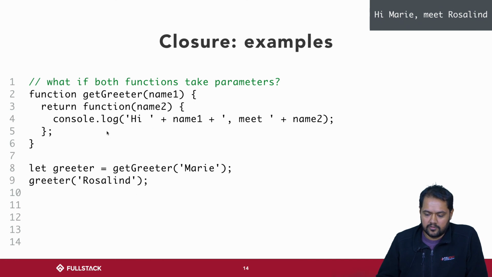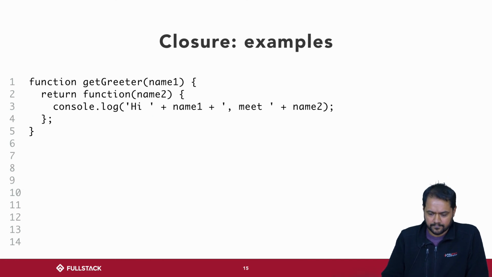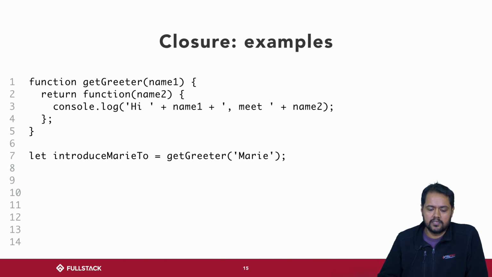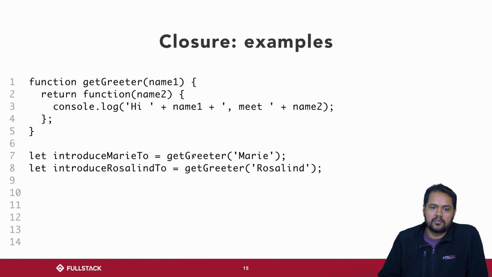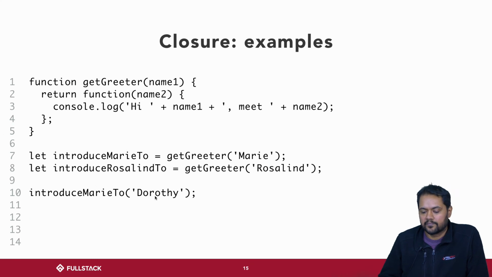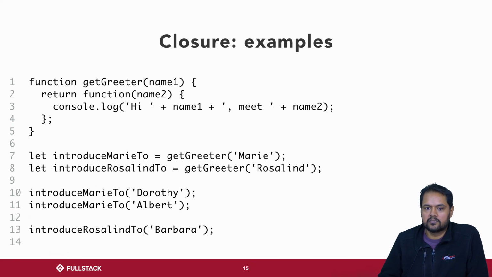Okay, cool. And so if we did another example where we let's say, so we call getGreeter, we pass in Marie, and we say introduce Marie to, and then we do another getGreeter and we pass in Rosalind. So now we have two functions that have closed over two different values, right? So it's like the same function has closed over two different values, right? So this same function is called twice with different values for the closure. So let's see if that works. So introduce Marie to Dorothy, and introduce Marie to Albert, introduce Rosalind to Barbara and Isaac.